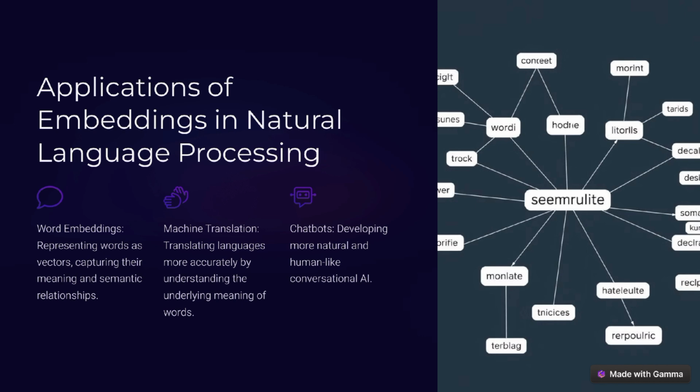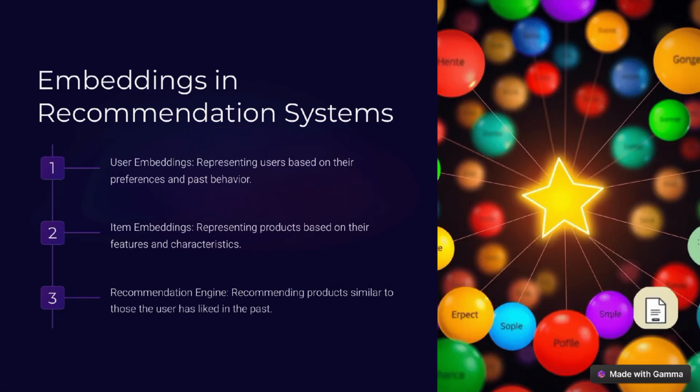Real-world example: Google Translate uses embeddings to understand the meaning of words and sentences in different languages. Another application is in recommendation systems like Netflix or Spotify.